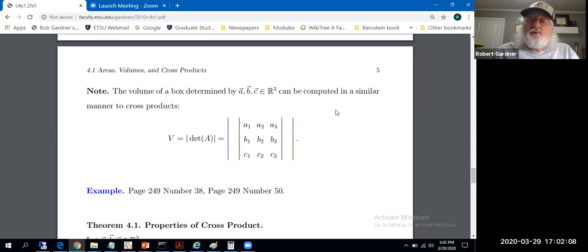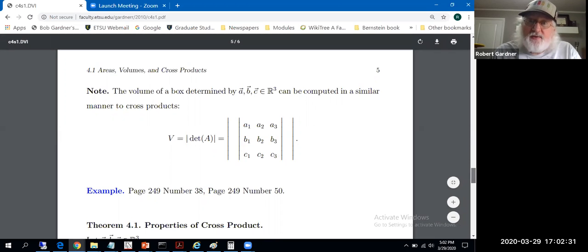So we've related areas of parallelograms of two vectors in R2. Two vectors in R2 determine a parallelogram. We related its area to the absolute value of a determinant. Raise everything a dimension. Three vectors in R3 determine a box, a parallelepiped, and you can find its volume by taking the absolute value of a determinant. So there certainly appears to be a developing pattern.